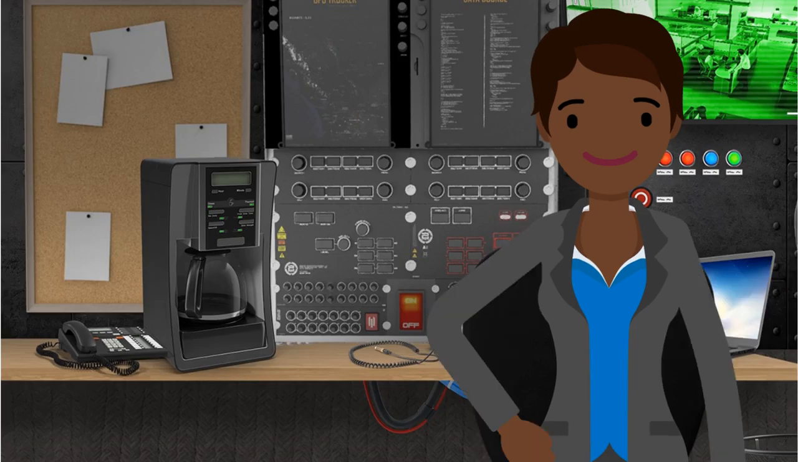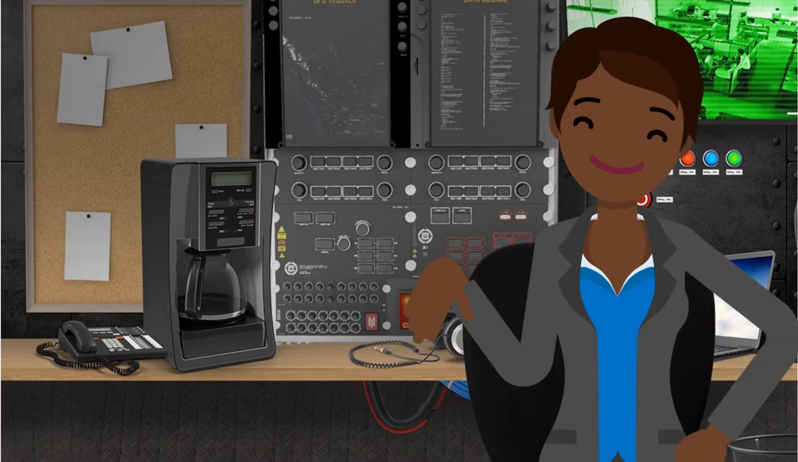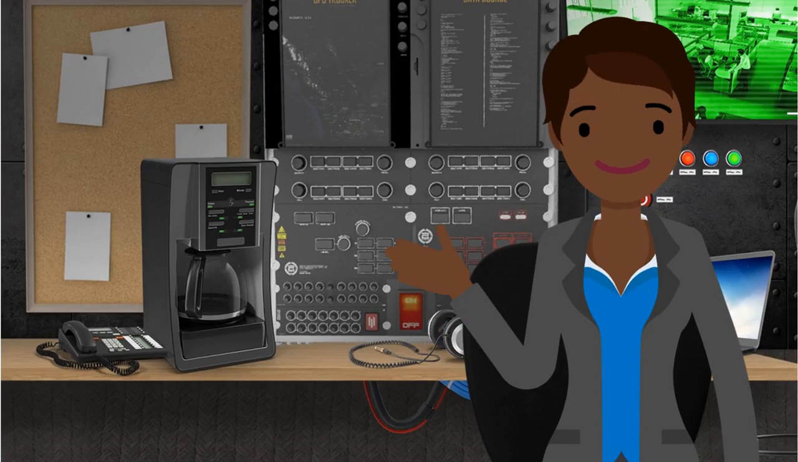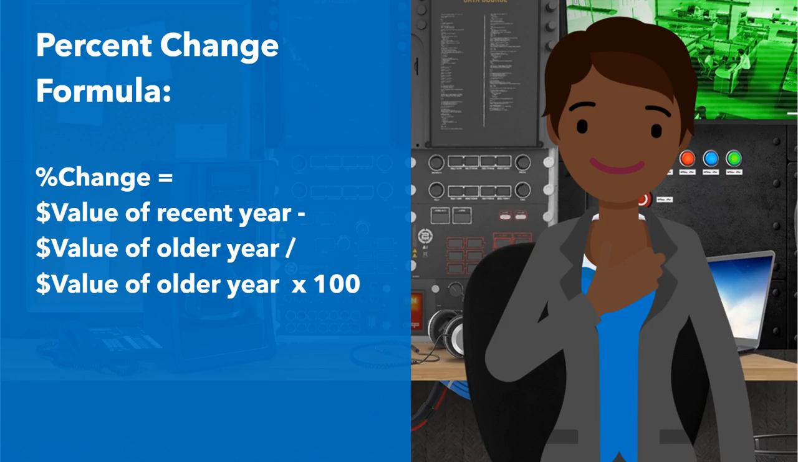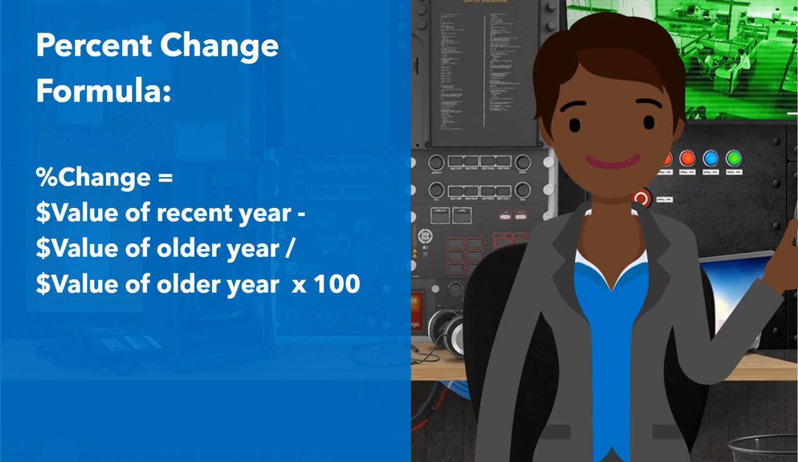To do that, I'm going to throw in a formula you'll use to help compare numbers, just to spice things up a bit. Don't say I never gave you anything. It's called the percent change formula. It's used specifically to compare changes between 2 years and looks like this. Let's work through an example together.